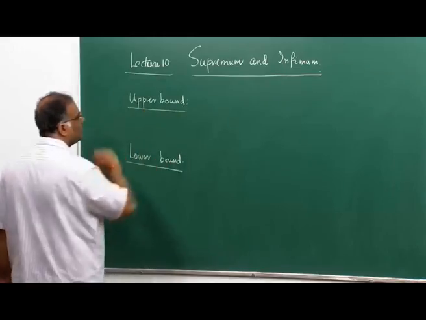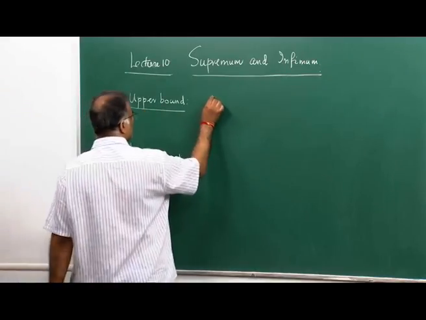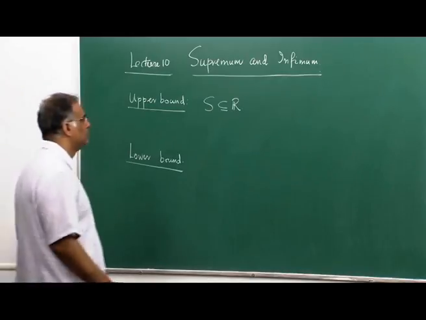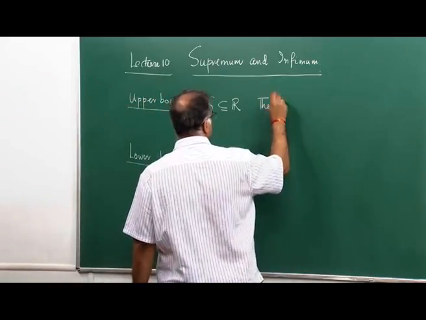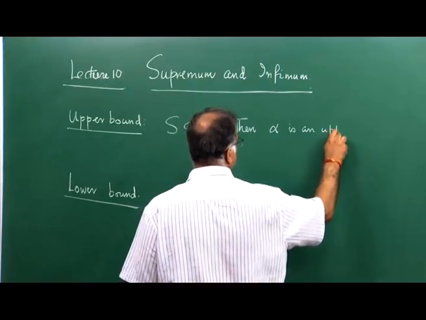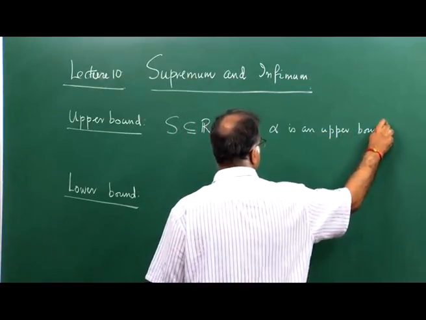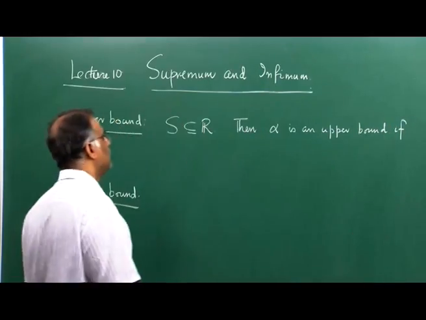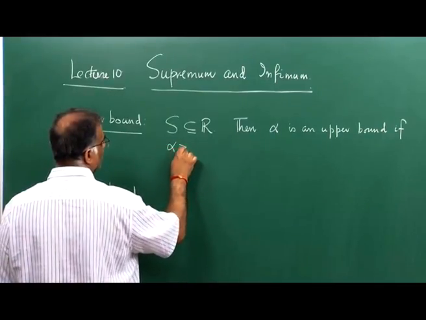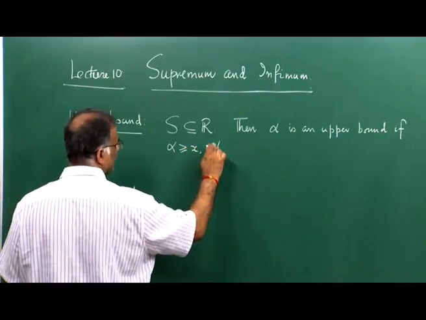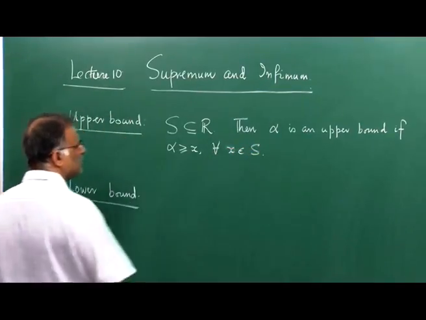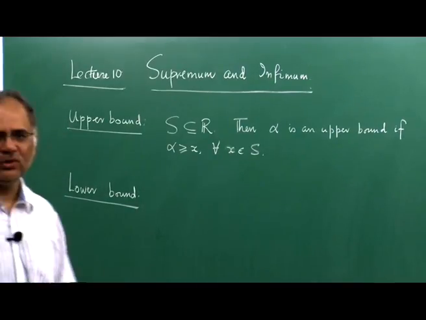Upper bound and lower bound are defined for a given subset of the real line. So, S is a subset of R. Then alpha is an upper bound if alpha is greater than or equal to x for all, this inverted A is the sign for "for all", x element of S. Any number which is bigger than alpha is also an upper bound.